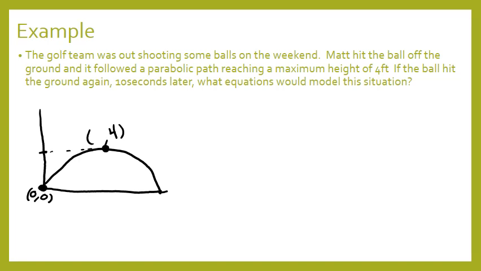If the ball hit the ground again, that would be this point here, 10 seconds later. So if the y-axis was my height, then I know my height is back to 0 because it hit the ground again. I have to determine what my x-axis is going to be. And if I look at my label, I have seconds. So the length of time in seconds is going to be my x-axis. So 10 seconds later, it managed to hit the ground.